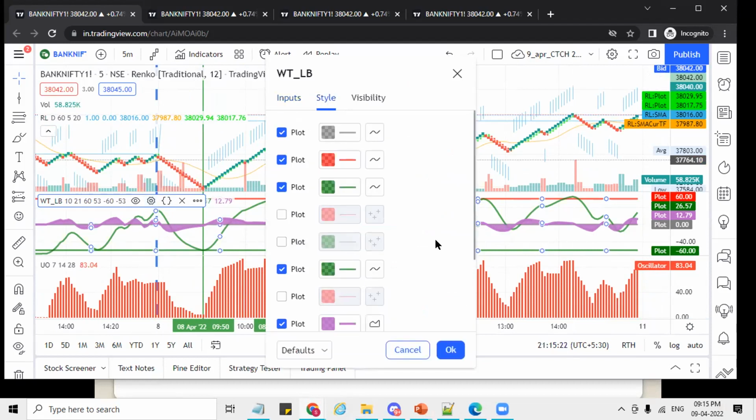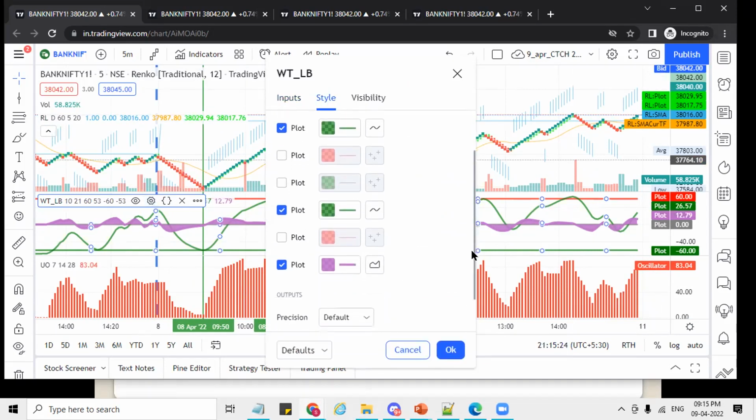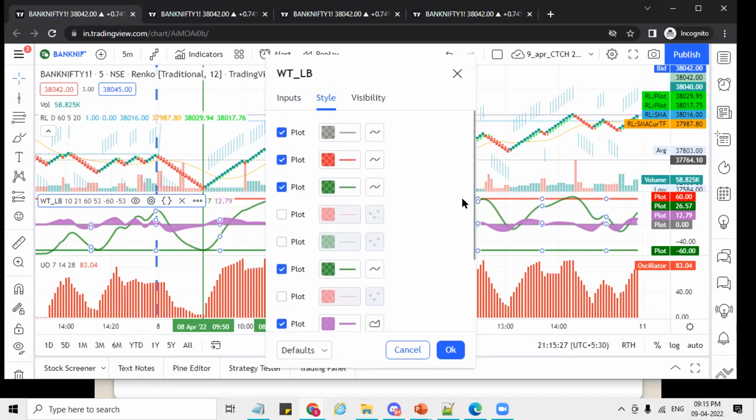And this is a style indicator. I think I do not need to explain more about the style indicator, because it is just to visually align with your preferences.